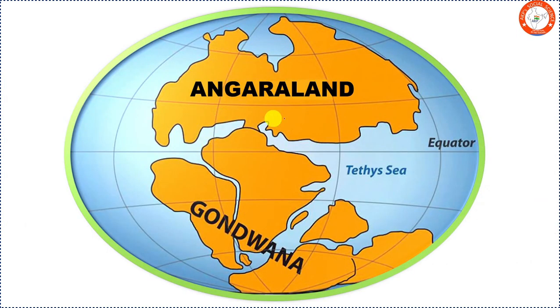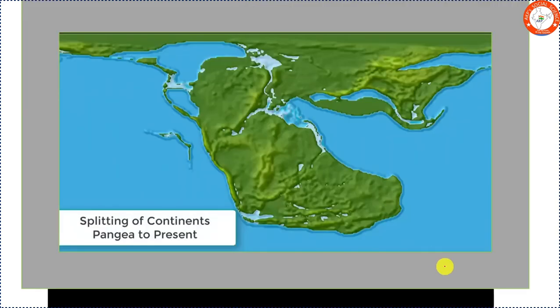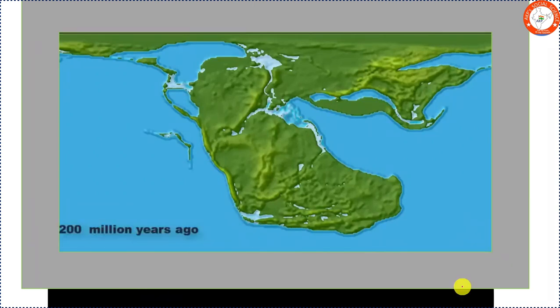This is Angara land and this was Gondwana land. In between these two lands, a weaker sea called Tethys was located. Due to the movement of Gondwana and Angara land, the weak sediments of the Tethys rose up and buckled up and were converted into the folded mountains of the Himalayas. Now we see the splitting of the continents from Pangaea to the present.